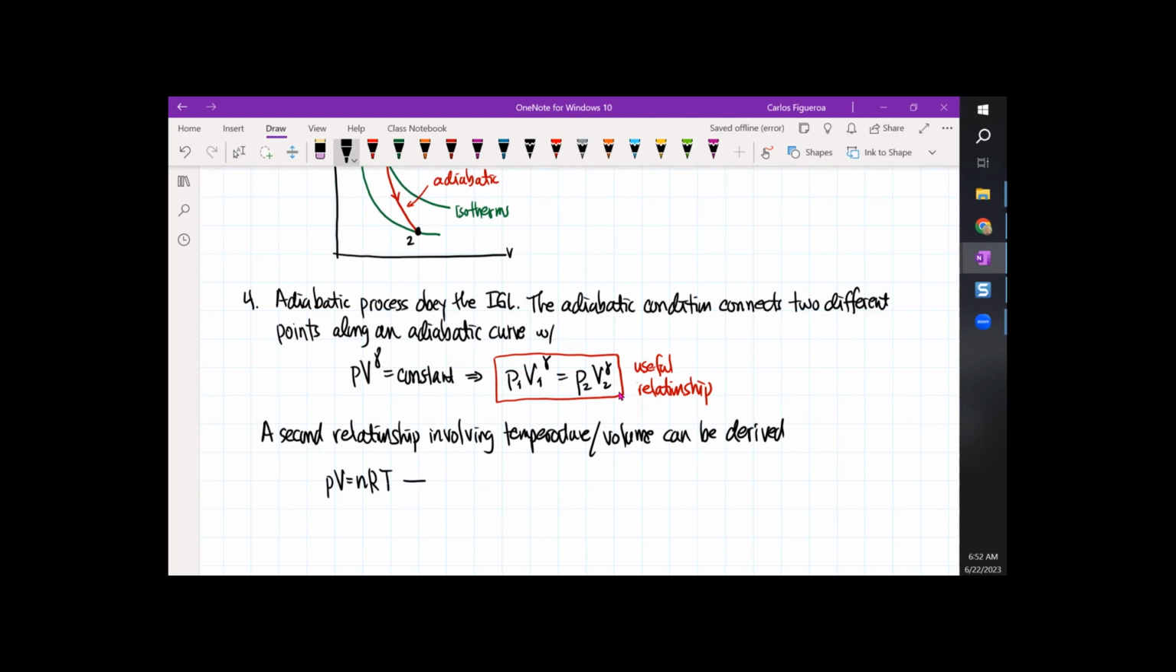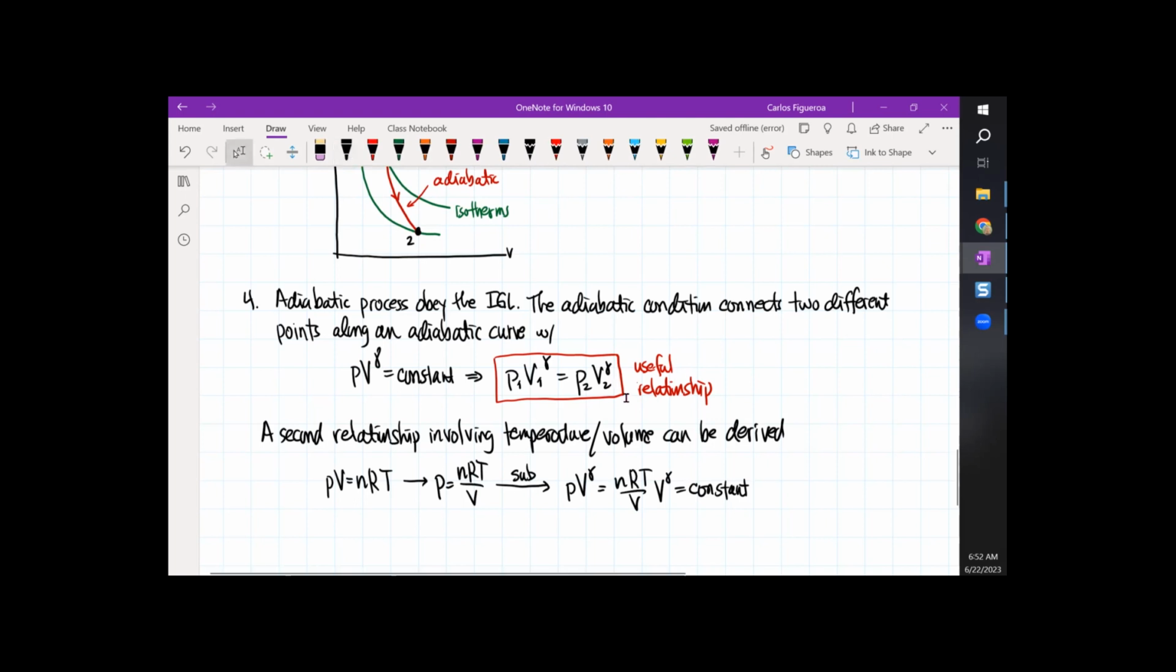So then what I'm going to do here is solve for pressure. And now I'm going to substitute into the adiabatic condition, which then reads that PV gamma is going to be nRT over the volume times volume gamma, like this. And so this has to equal a constant. This is still the adiabatic condition here.